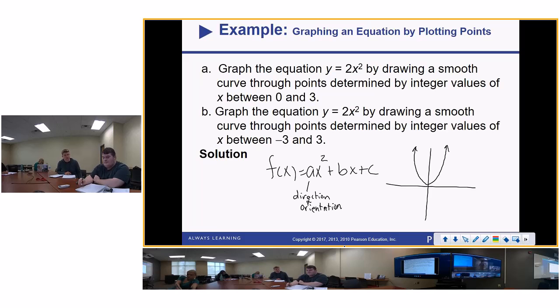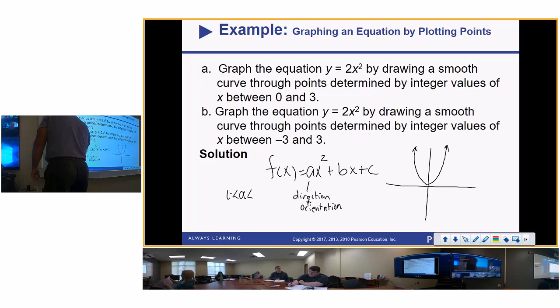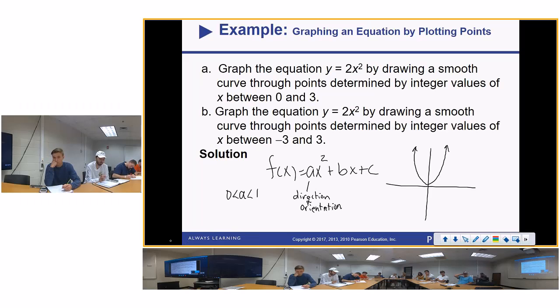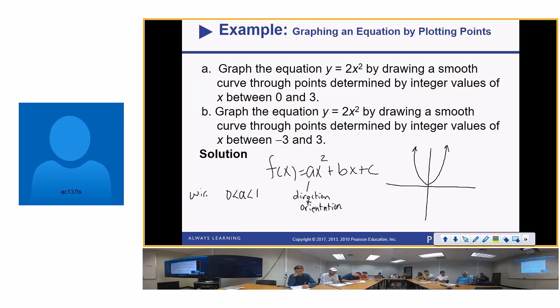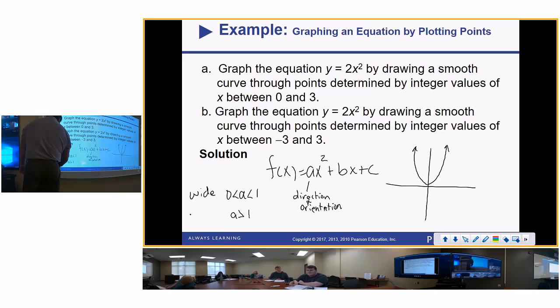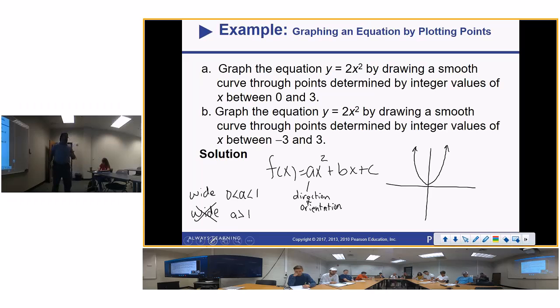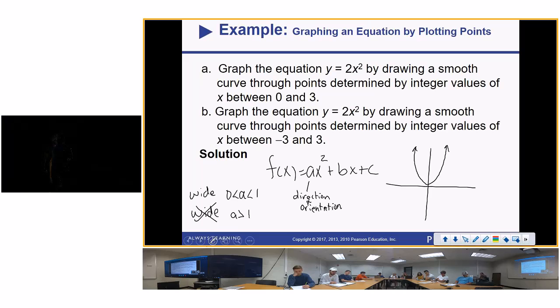Now let's write down these two things. If A is between 0 and 1, it's going to be wide. If A is greater than 1, it's going to be not wide. Compared to what? Compared to the basic model. What do you compare the Mustang GT to? You compare it to the basic Mustang. All right? What am I comparing 2x squared to? I'm comparing it to this guy.